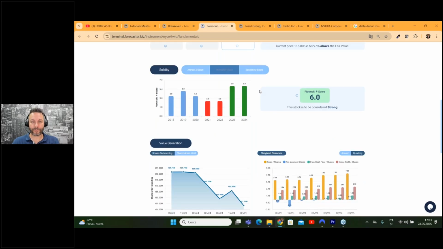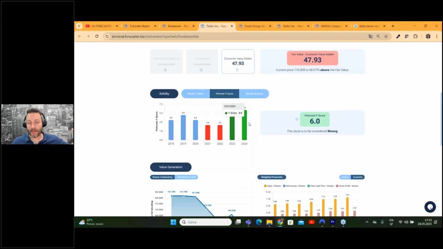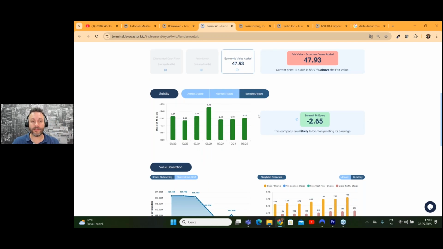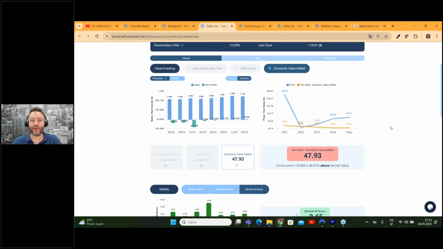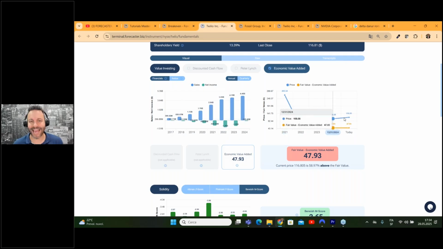We have a company with a positive momentum also in the Piotroski score, and we have a company which is not manipulating earnings. So I like this company. They just turned it in profit. This is why we cannot rely on the fair value, because it's very difficult to calculate a proper fair value with a company that lost money since ever.